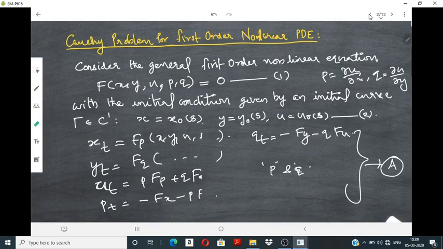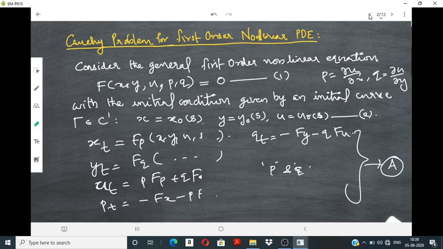nonlinear PDE. So consider the first order nonlinear equation f(x, y, u, p, q) = 0, where p stands for ∂u/∂x and q is the notation for ∂u/∂y, with the initial conditions given by an initial curve Γ, which is a smooth curve denoted by x = x0(s), y = y0(s), u = u0(s), where s is the parameter.